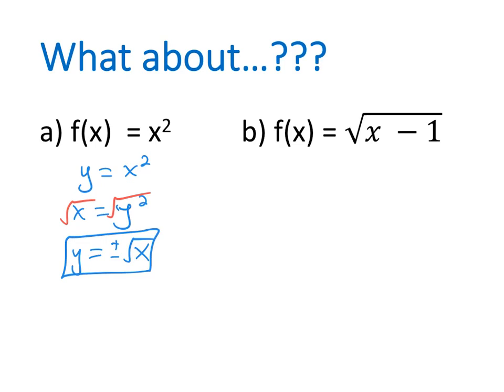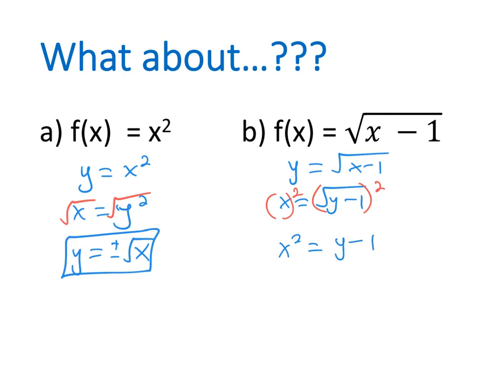And so in the next one, if I set equal to y, switch the variables, and try to solve for y here. To get rid of a square root, we would have to square both sides. And so on the left side, what we're left with is just x squared. On the right side, if I square that, it becomes y minus 1. And lastly, to get y by itself, I would add 1 to both sides. And so I get y equals x squared plus 1. So the inverse would be x squared plus 1 here.